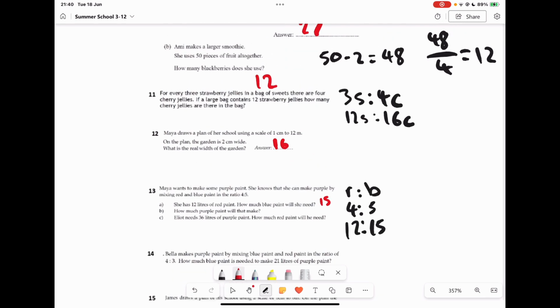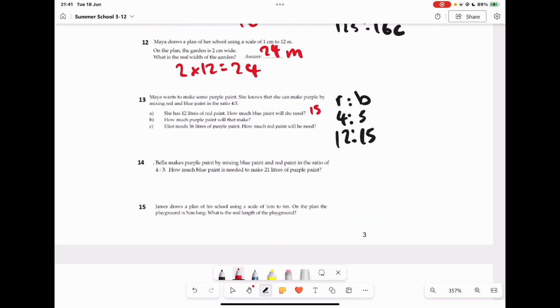I just realised that I wrote the answer in the wrong place for the previous question. Let's quickly go back to question 12. Maya draws a plan of her school using a scale of 1 centimetre to 12 metres. On the plan, the garden is 2 centimetres wide, so what's the real width? Because it's 2 centimetres wide on the plan, we just multiply by 12, and that gives us 24. So the real width will be 24, and the units are metres.